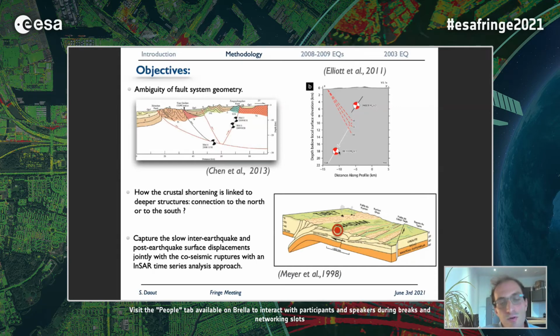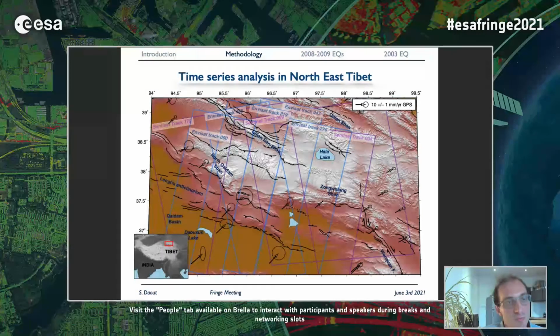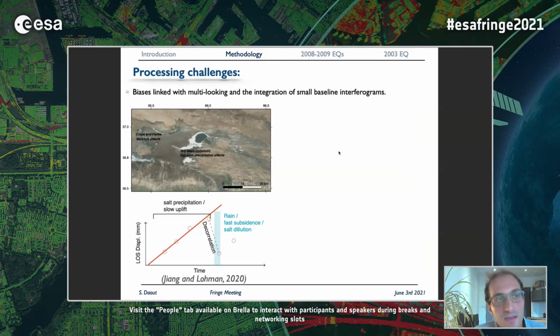And also, the second objective was trying to capture both the slow inter-earthquake and post-earthquake surface displacement jointly with the co-seismic ruptures, with a time series analysis approach. So we processed both the ENVISAT archive, which are here in blue rectangles, and the Sentinel-1 ascending and descending tracks for this area, and identified several processing challenges.